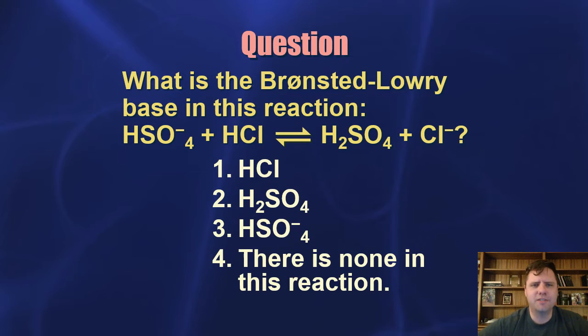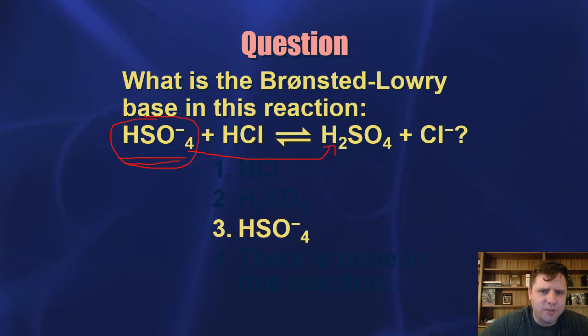What is the Brønsted-Lowry base in this reaction? So we have here HSO4- plus HCl yielding H2SO4 plus Cl-. So you have to ask yourself the question, remember, a Brønsted-Lowry base is that which receives a proton, receives a hydrogen ion, almost always in general. So what from this side receives a hydrogen going this way? Well, note here that this is HSO4-, and it becomes H2SO4. So in this case, the thing that is the base is this HSO4- because it receives a hydrogen ion moving from the left to the right.